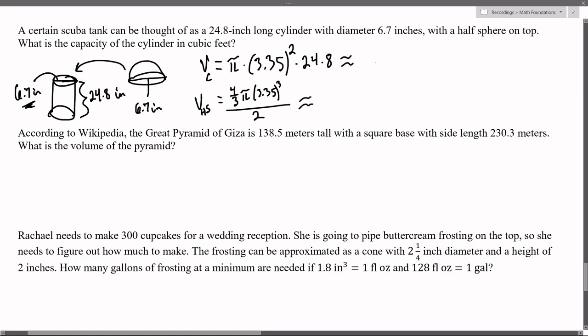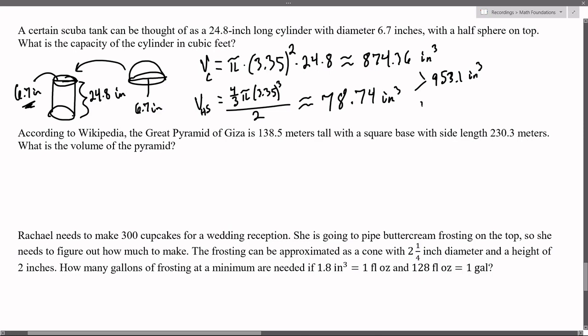For the cylinder, I'm getting 874.36, of course in inches cubed. And then for the half sphere, I'm getting 78.74 inches cubed. So altogether that equals 953.1 inches cubed. And again, it asks for the answer in cubic feet.